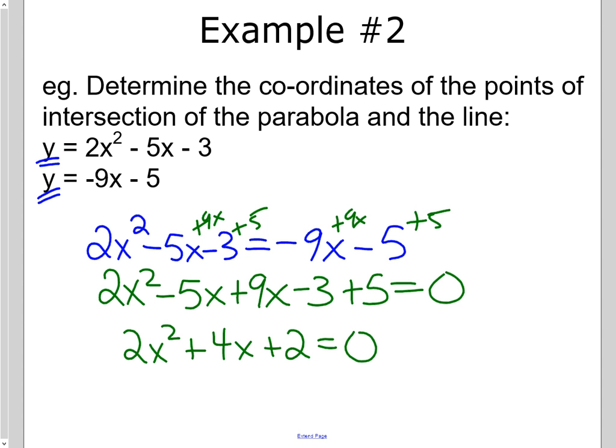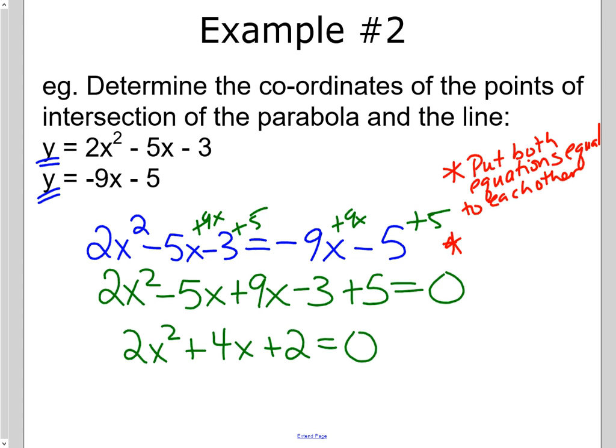So let me just put both equations equal to each other. Move all terms onto one side. Collect like terms.